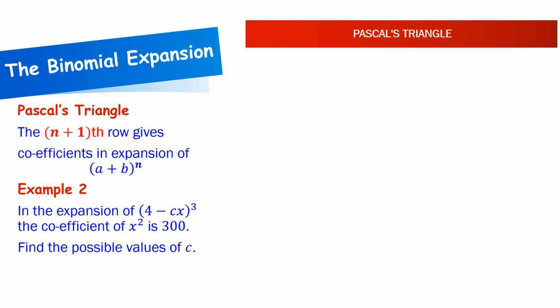Let's have a go at another example. In the expansion of (4 - cx)^3, the coefficient of x squared is 300. Find the possible values of c. Pause the video and have a go. Press play when you're ready to view the solution.